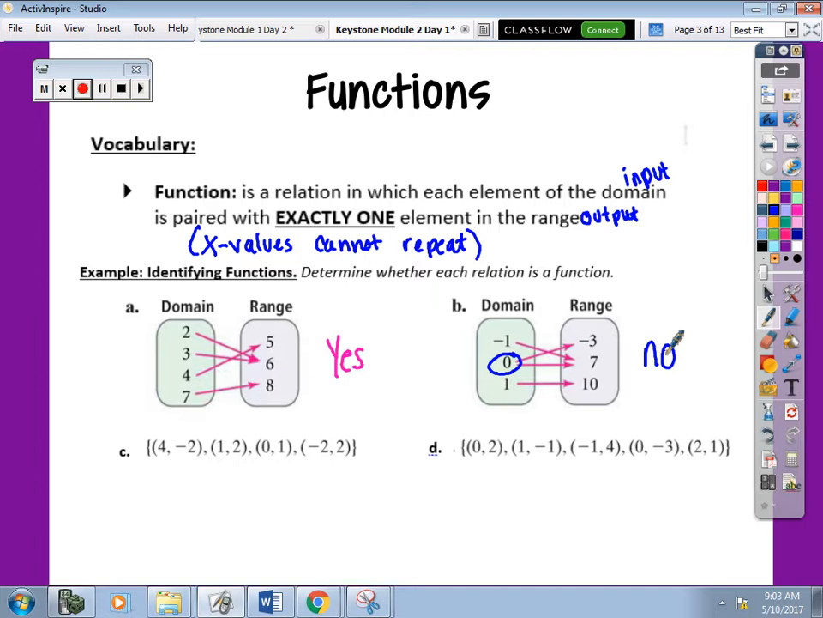Is C a yes or a no? Yes. X values are all distinct or different. And that would mean D is probably a no, because it's half and half. And that is no because the 0 repeats. Okay. So I guarantee you at least one of the multiple choice questions will be something like this.